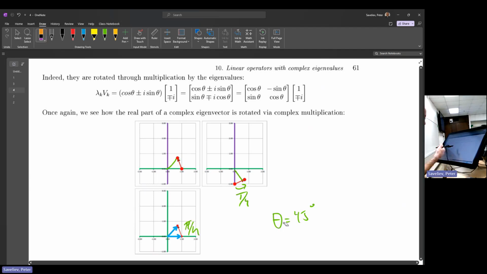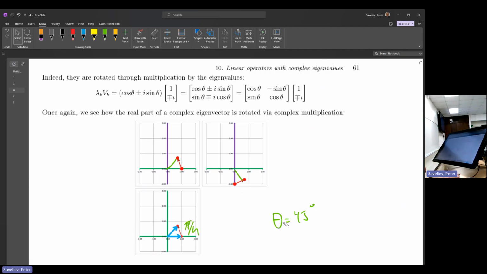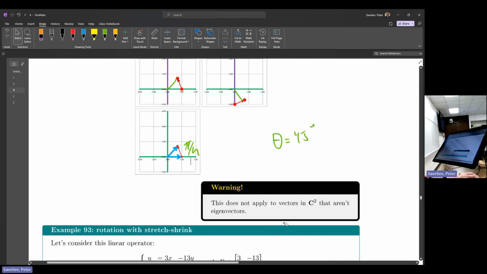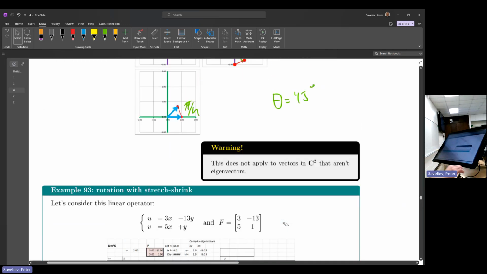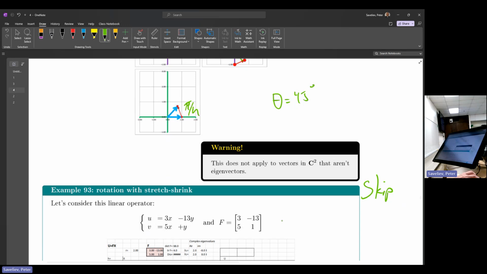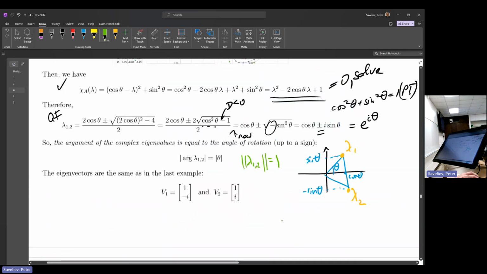Actually, this is 504 that we care about. Okay, so I'm skipping this part: when rotation is accompanied by stretching. So that's a combination of the problems, and that's when that R will play a role.